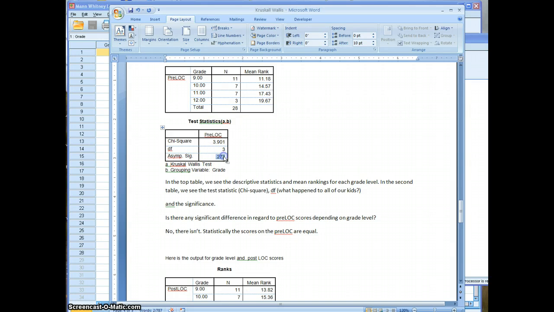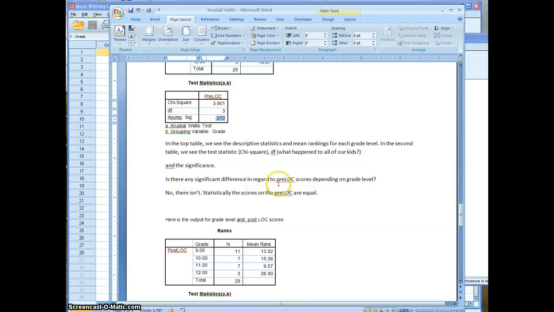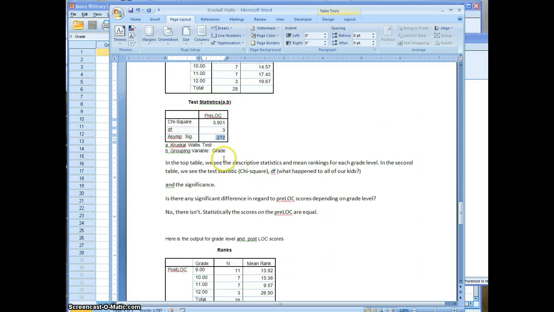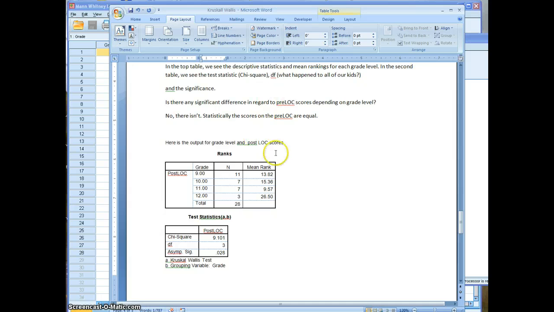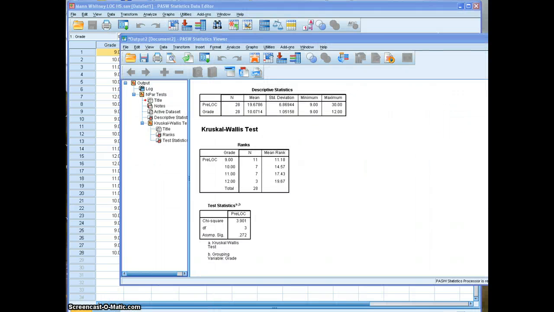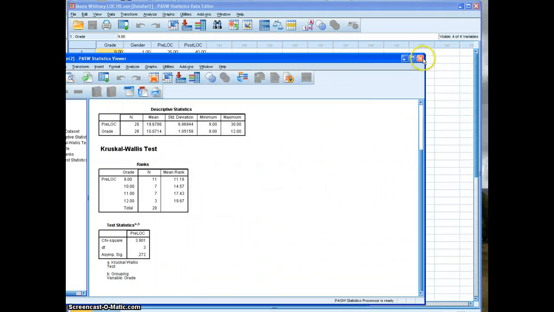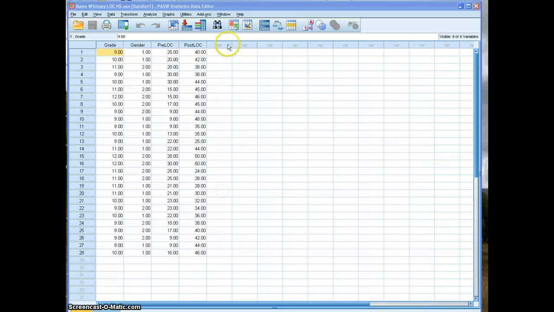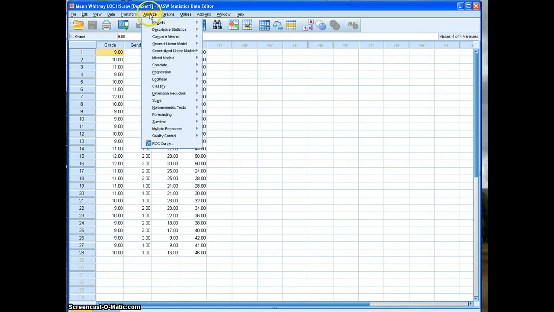And the p-value. So is there any significant difference in regard to pre-locus of control scores based on grade level? No, there isn't. Statistically, they are the same. Now, let's say, hypothetically, I want to know about the post-test scores also. I'll go back to this and run the same thing again.